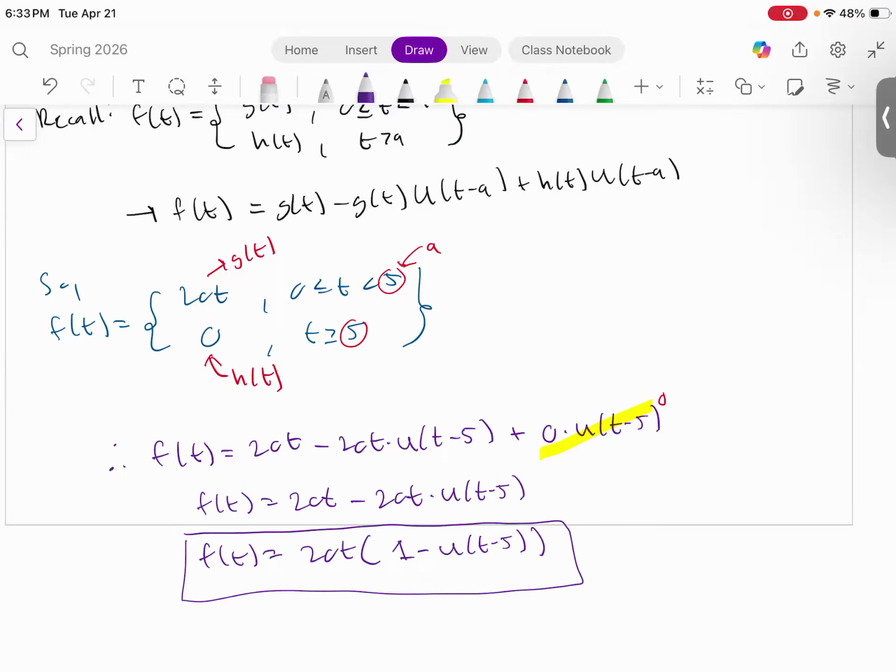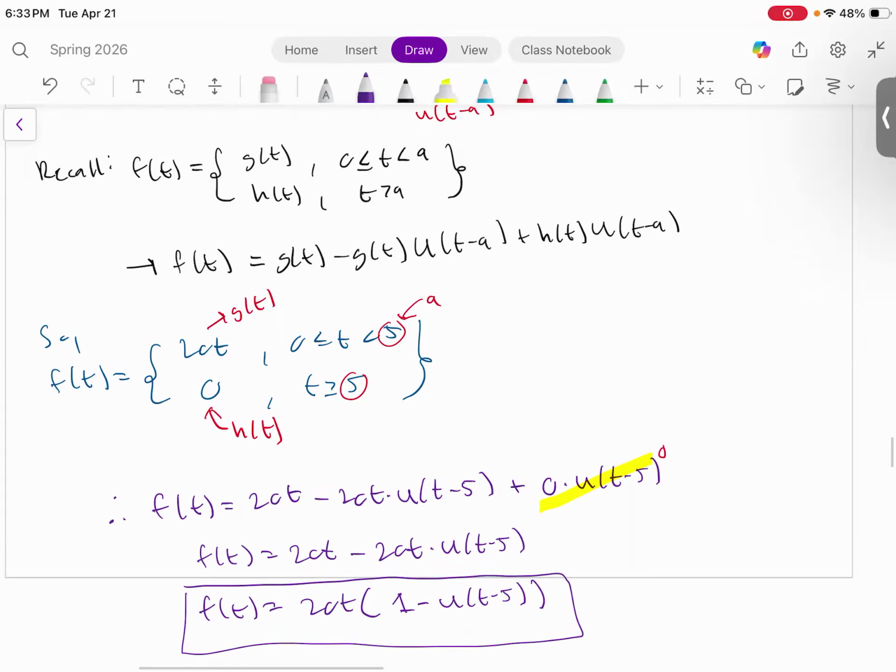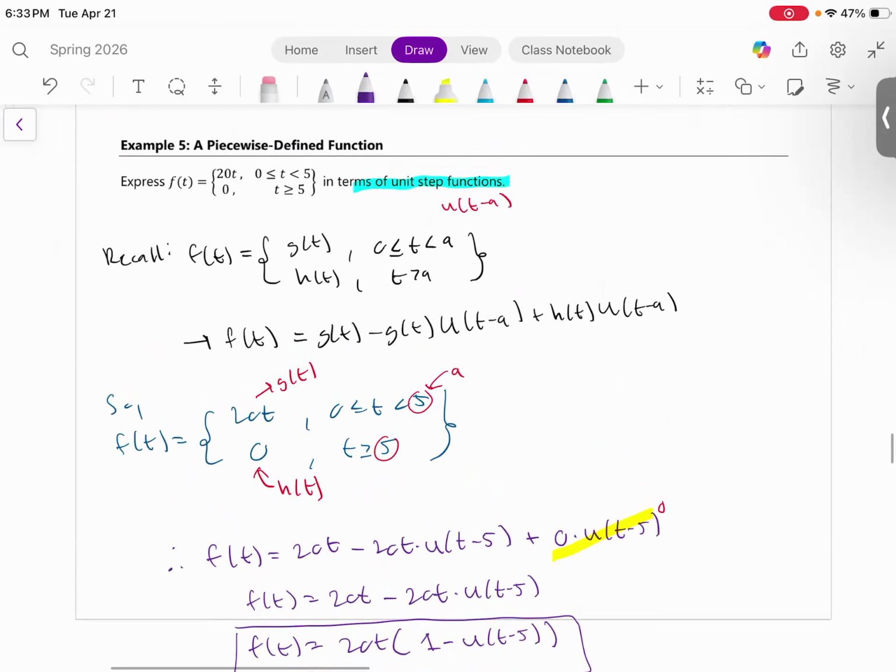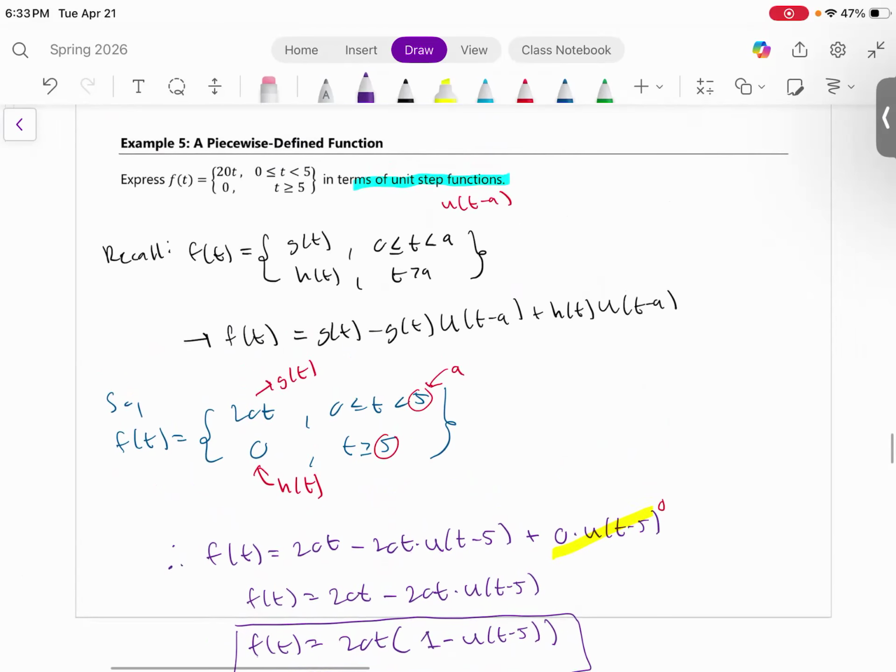That's a little bit of practice using the unit step function, writing a piecewise function in compact form. That helps us out with Laplace transforms because it makes the Laplace transform a bit simpler to work with. But this is just a little bit of an introduction to the unit step function and compacting it.